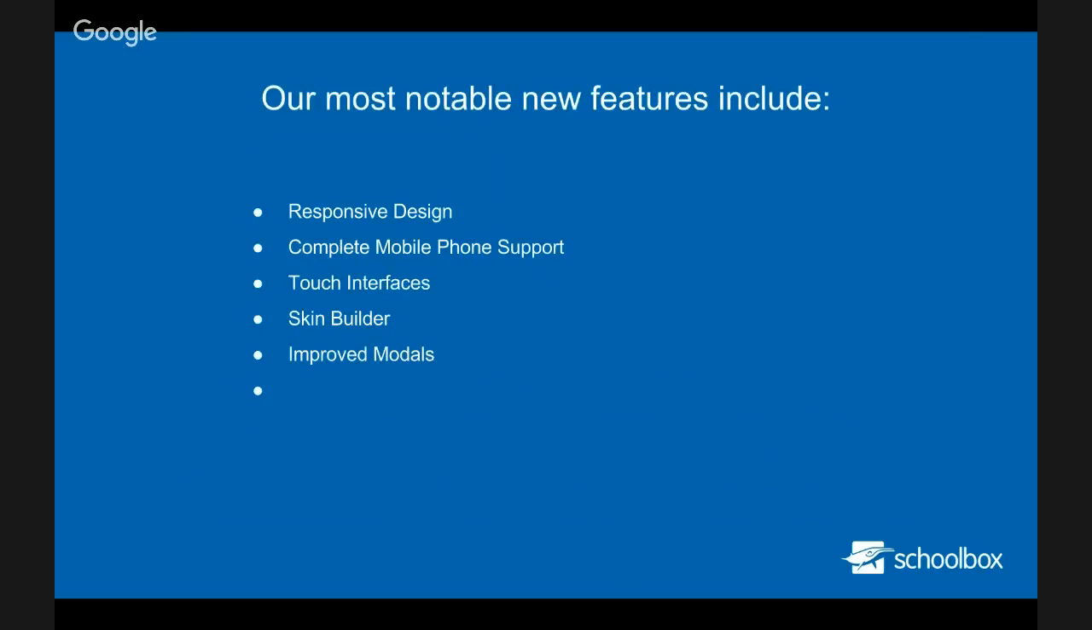Just to go through quickly what our most notable features would be, we've obviously got the responsive design, and the new responsive interface is probably the biggest key feature, and that's what we've spent most of our time on for this release. But that means a lot of different things. Firstly, it means we've got mobile phone support now throughout the entire system. So you can use the entire Schoolbox functionality on any device, whether it be a mobile phone all the way up to a large screen desktop.